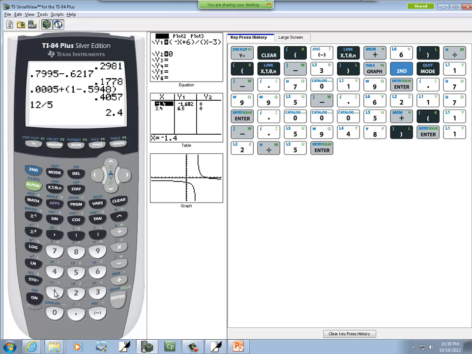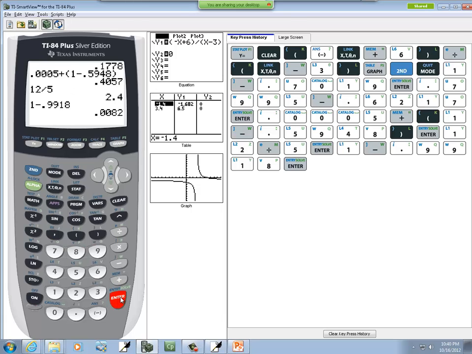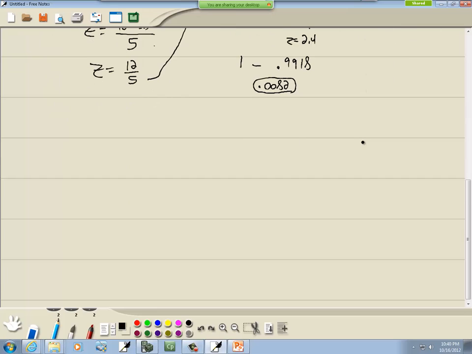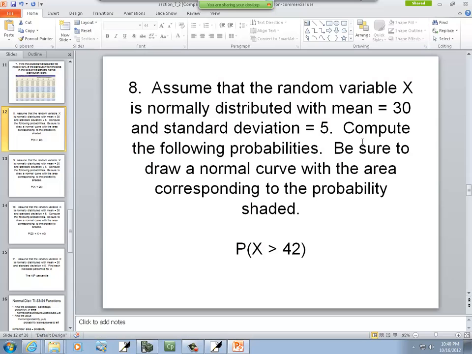And that gives us 1 minus 0.9918. And we get 0.0082. And that's our answer. So again, first thing we need to do is convert it to z-scores and then look up in our table. We're going to see the calculator is even easier, but first I want to show it using tables. So look at our next problem.